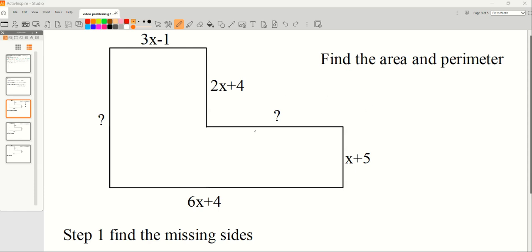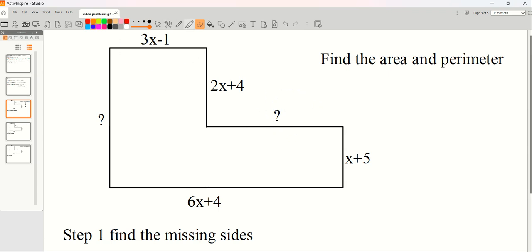In this video, we're going to be working on finding the area and perimeter of a compound shape where our sides are given to us by algebraic expressions. All of these sides are given to us in terms of x, so we will be dealing with the variable x. Now notice there is a question mark here and there's a question mark here.